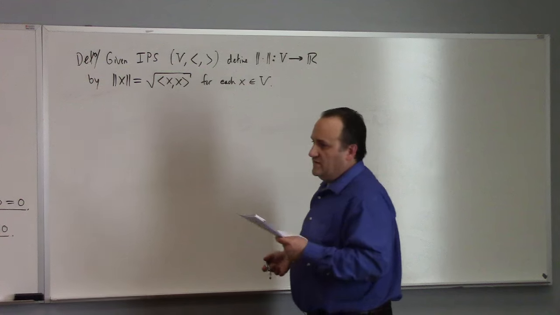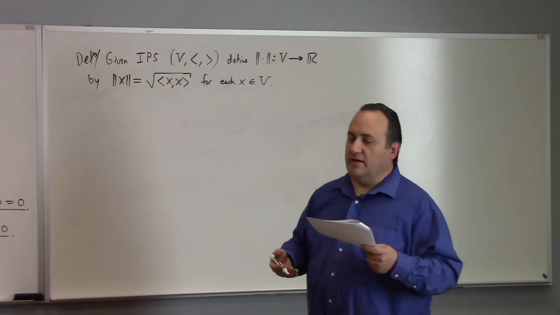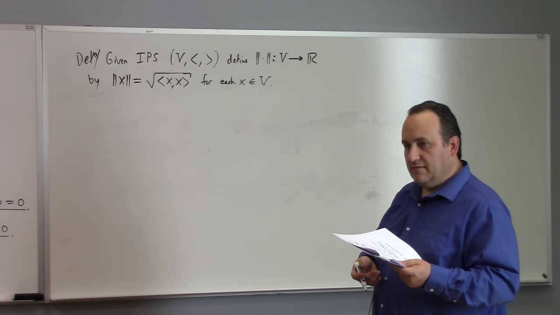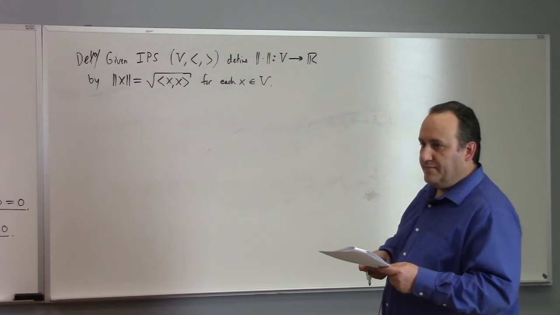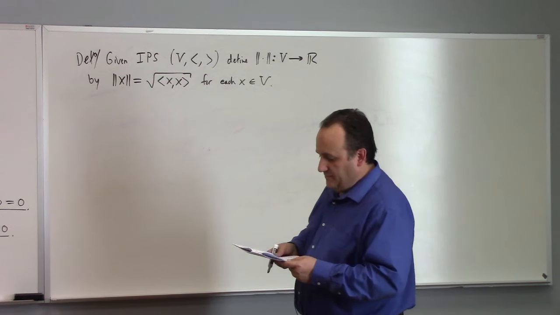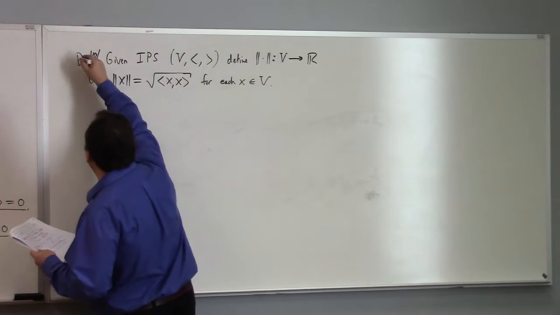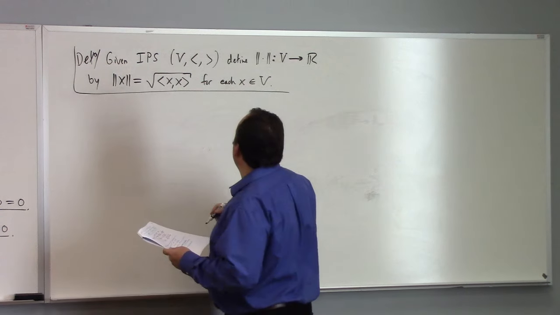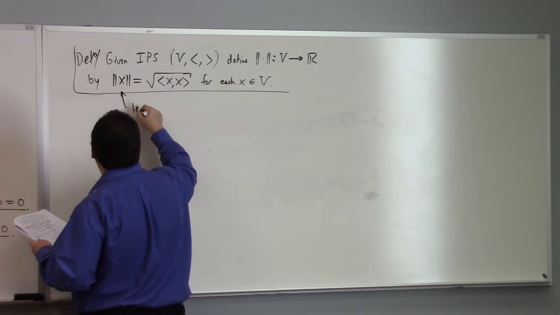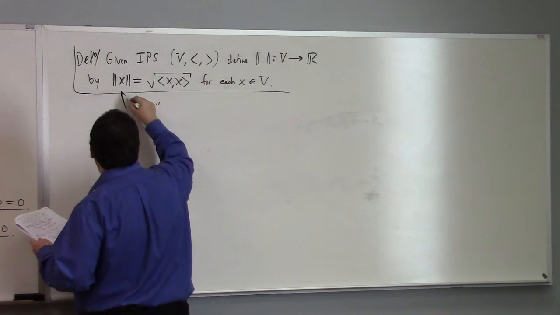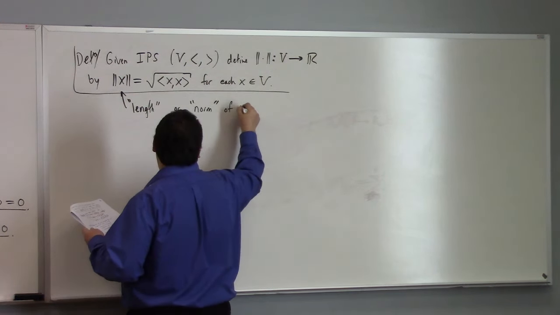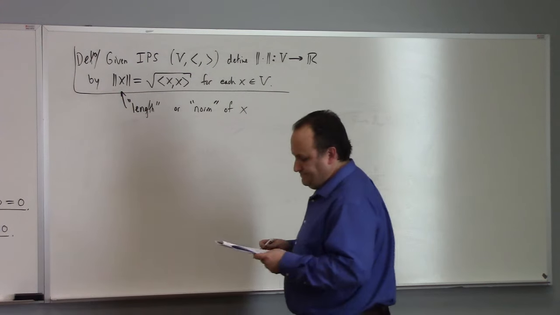This is a reasonable definition because we know that the inner product of x with itself is a positive real number. As such, we can take the square root of it and still get a positive real number, right? Well, non-negative at least. It could be 0. Square root of 0 is 0. That doesn't cause us problems, right? So this right here is the length, or norm, of x. All right.